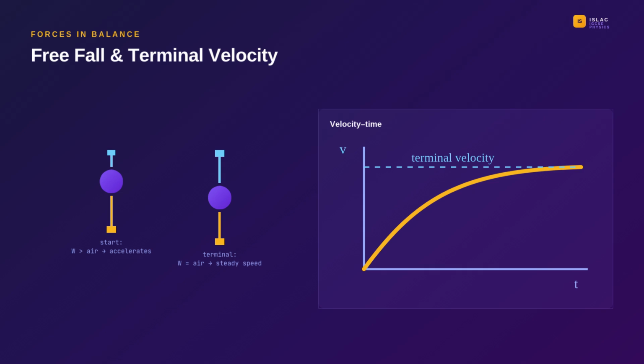Now the resultant force is zero, so by the first law there's no more acceleration. They fall at a steady, maximum speed we call terminal velocity. Open a parachute and air resistance suddenly increases, they decelerate, and settle to a new, lower terminal velocity.